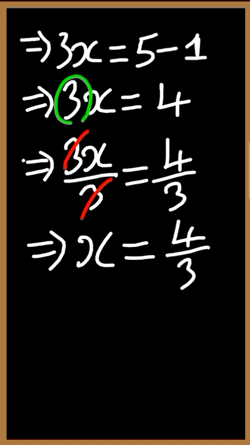Then we conclude, therefore, the value of x for which 2 raised to the power 3x plus 1 is equal to 32 is simply x equal to 4 on 3.